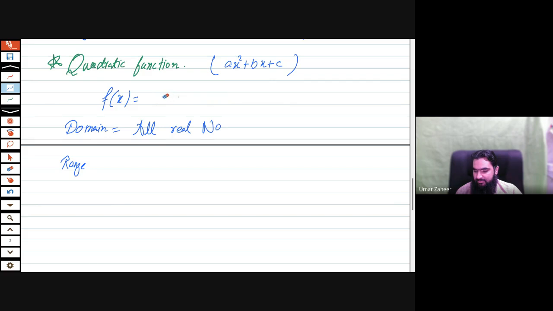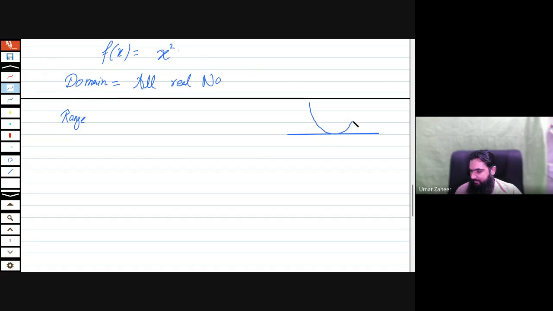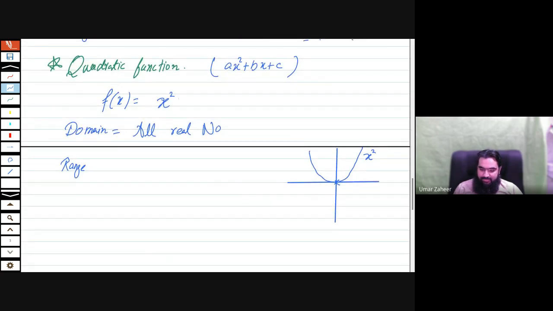You have a simple x square function. So if I'm going to draw the graph, we have done the quadratics and we are talking about the graph of this one as well. This is the graph of quadratic functions. It is the graph of x square that passes through the origin. So can you tell me what is the output of this function?